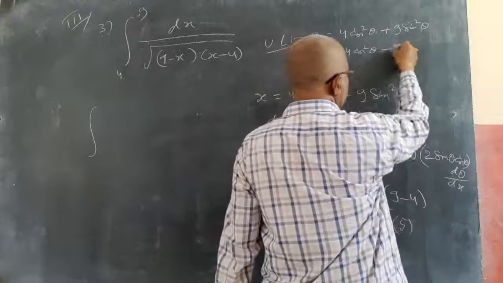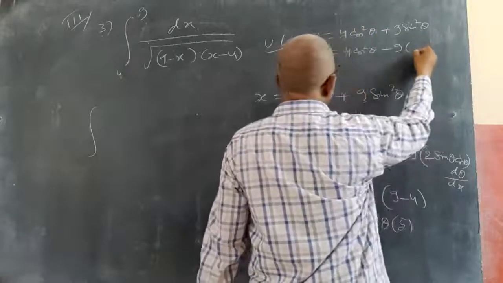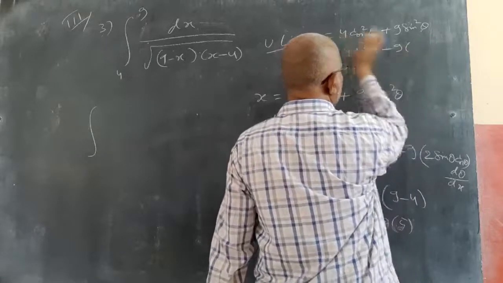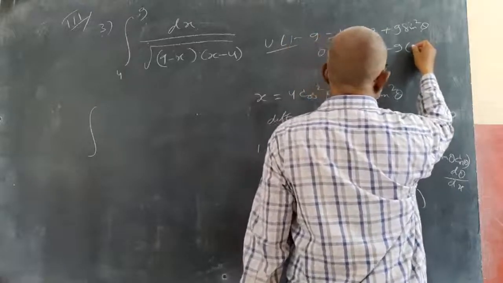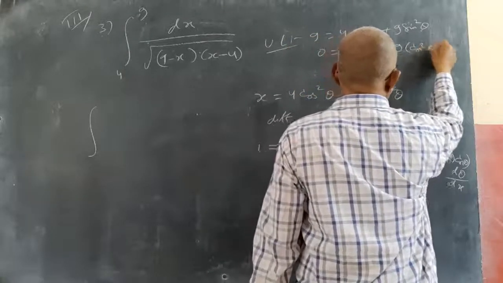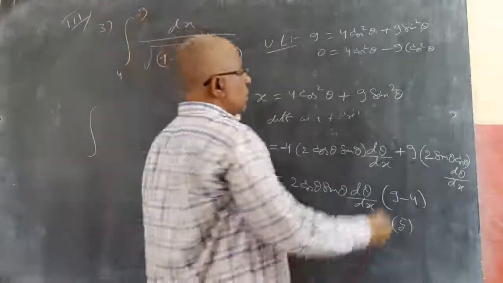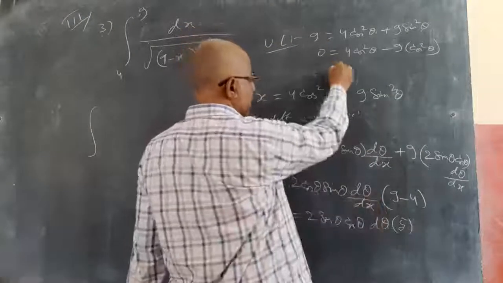If I take minus 9 common, this becomes 9 into (1 minus sin square theta). Or bring 9 to this side, that doesn't matter. 9 into (1 minus sin square theta) is cos square theta. So this is 5 cos square theta equal to 0, which implies cos square theta equal to 0.